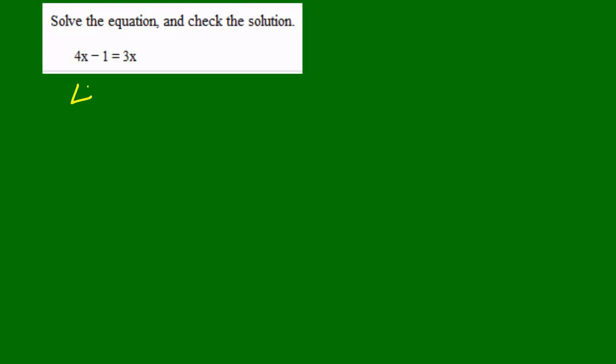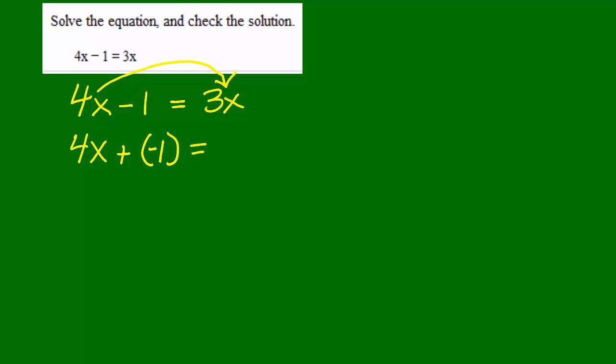Now we're going to solve another mixed equation. 4x minus 1 equals 3x. My goal is going to be to move the 4x over with the 3x. First, however, I'm going to rewrite the equation. 4x plus negative 1 equals 3x.